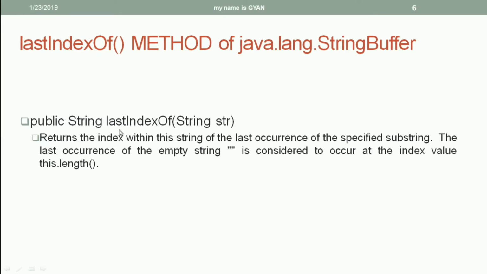With the indexOf method, we have the lastIndexOf method. The lastIndexOf method again is not synchronized. The synchronization is achieved by the other method calls of the StringBuffer class. The lastIndexOf method returns the index within this string of the last occurrence of the specified substring. So in this case, we are finding the last occurrence of the string str.